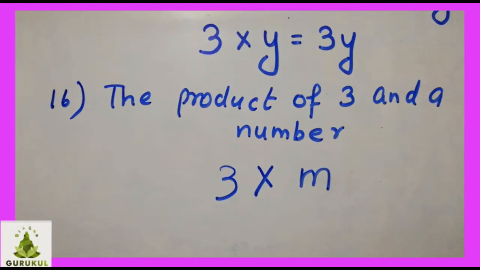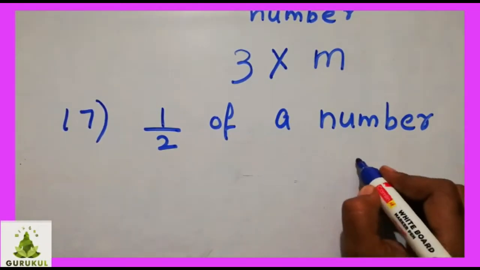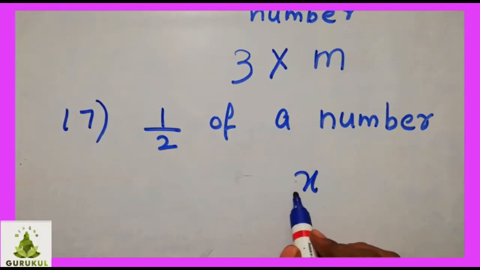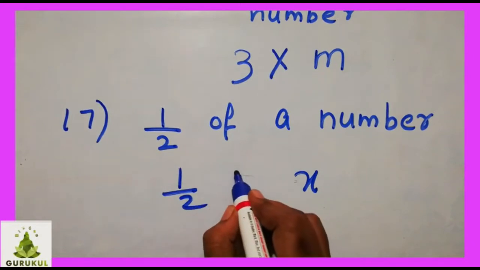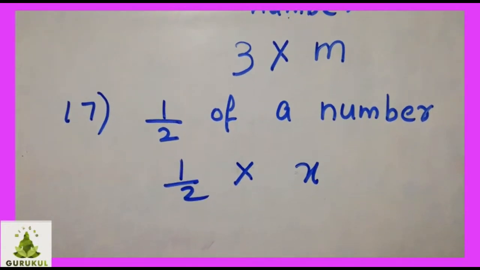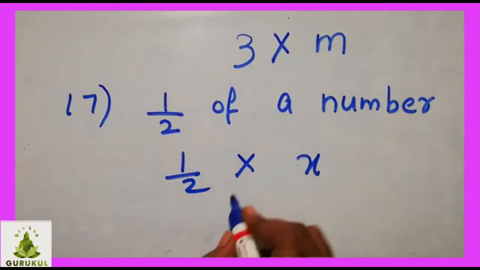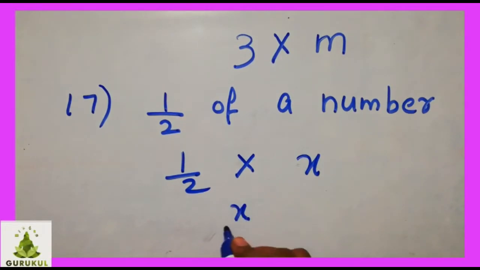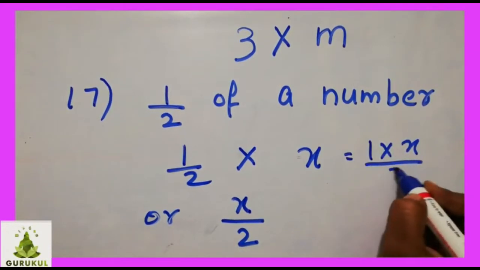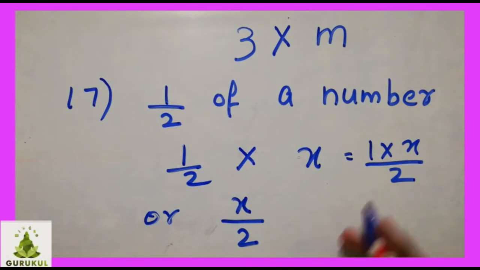Both are correct. Now, half of a number. Let the number be x. I have taken the number as x. Half of means into. Is it clear? So you can write half into x, or multiply the numerators: 1 into x is x upon 2. This is the number's half. Both answers are correct. You can write it either way, 1 into x upon 2 is also the same.